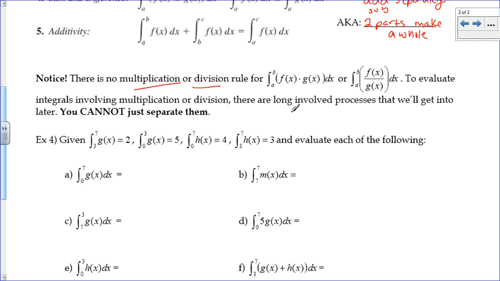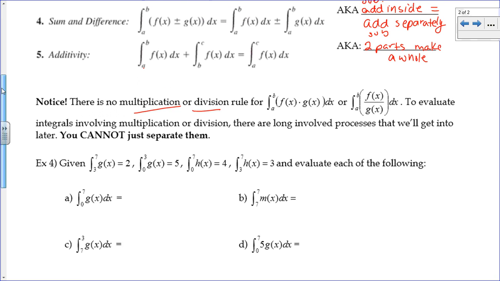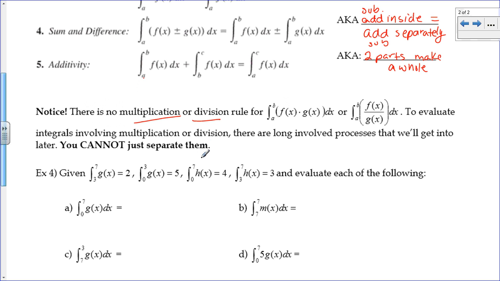Okay, there are long involved processes that deal with multiplication and division that we're going to get into later, but you absolutely cannot separate them. You can do it with addition and subtraction, that's fine. You cannot do it with multiplication or division. It is not allowed. It's the same reason that when you're multiplying derivatives, there is a product rule.